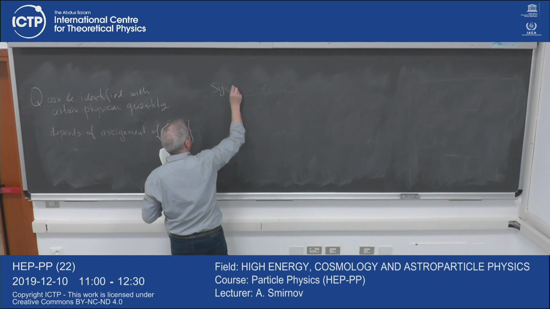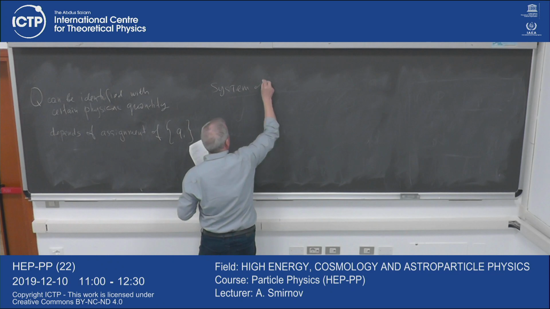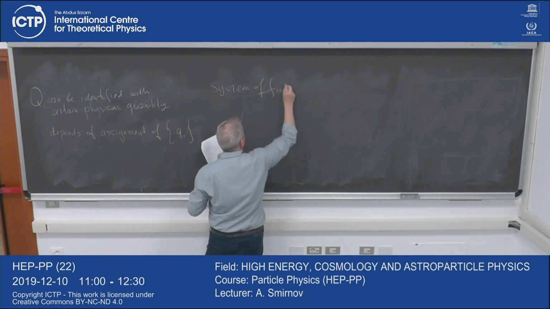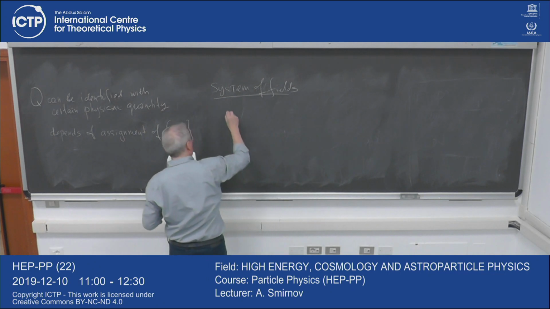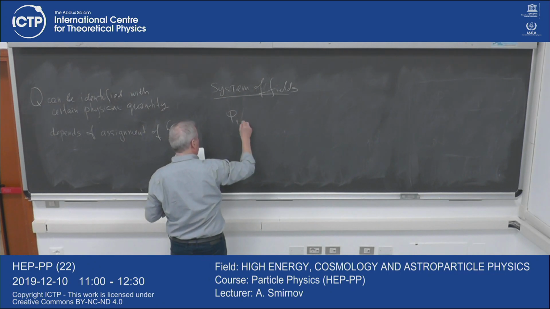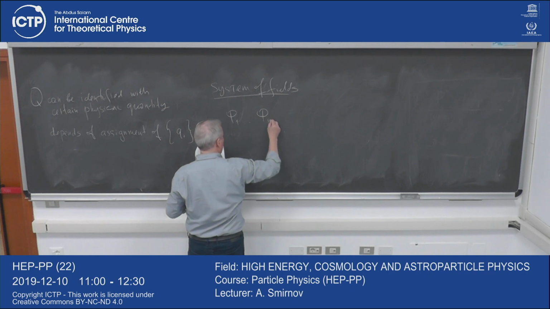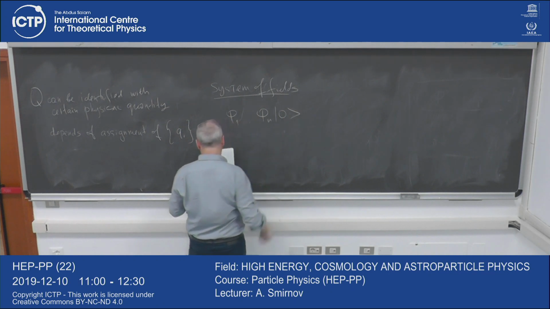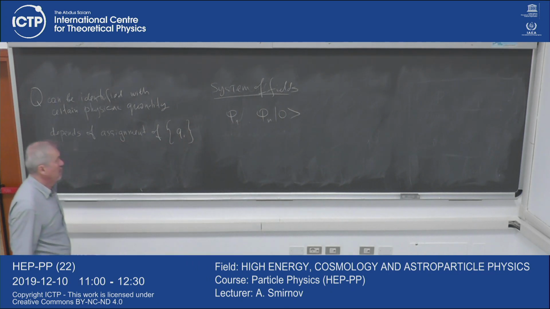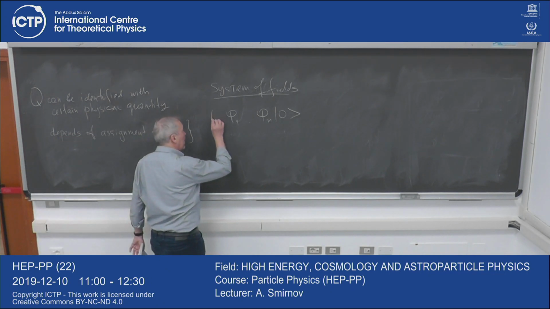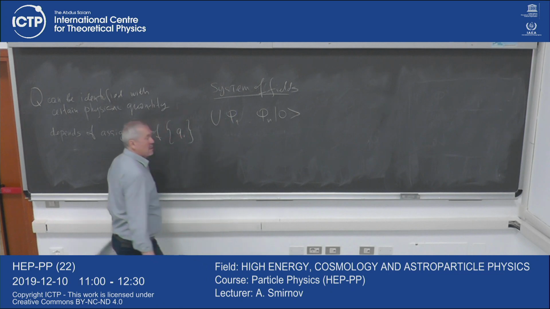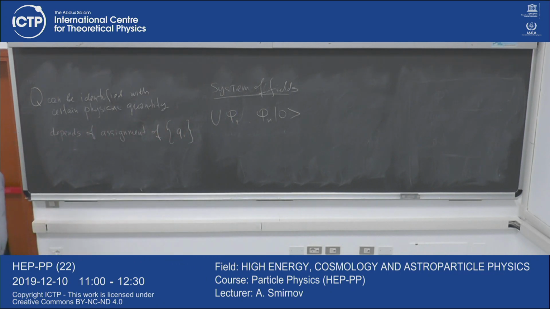A system of fields. So I have the state produced by acting of several fields onto the vacuum state. By definition, we did this before, the state is transformed by just acting onto this state by the operator of transformation. So this is how the field is transformed.